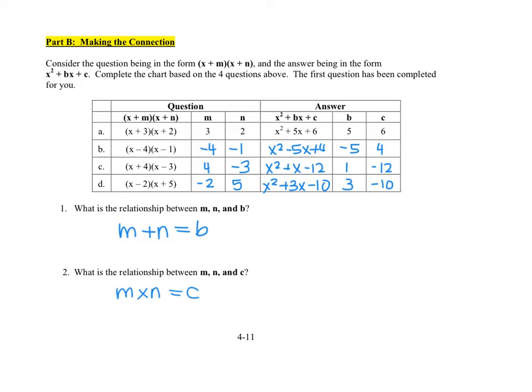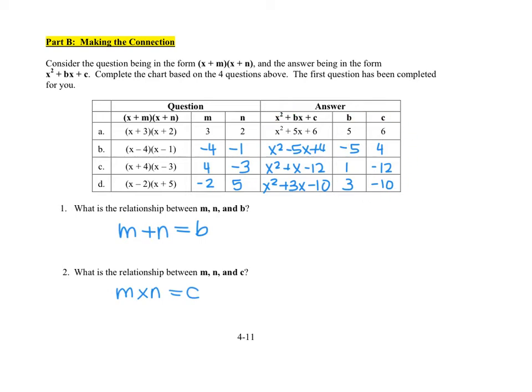So this is what you should have had for part B. On the left, we have the factored form of the equation with our m and n values. And then on the right, we have our simplified expression, so our starting equation. And then these are the b and c values from the standard form.